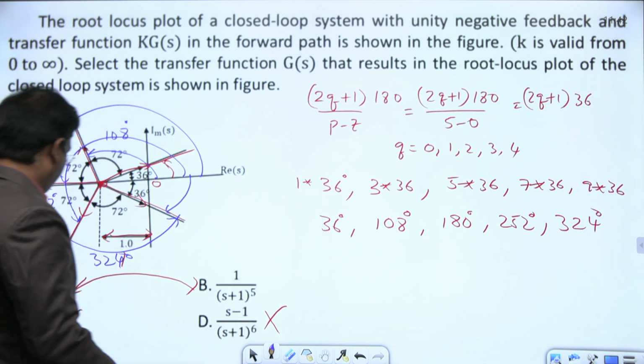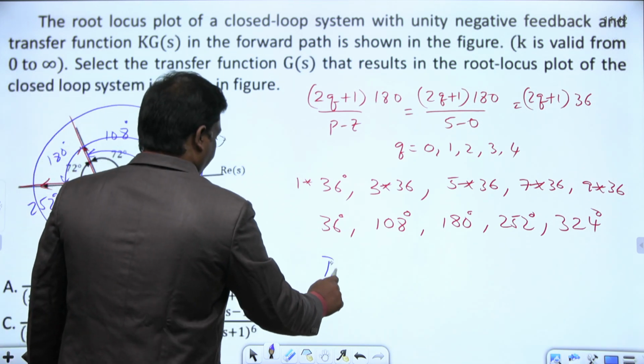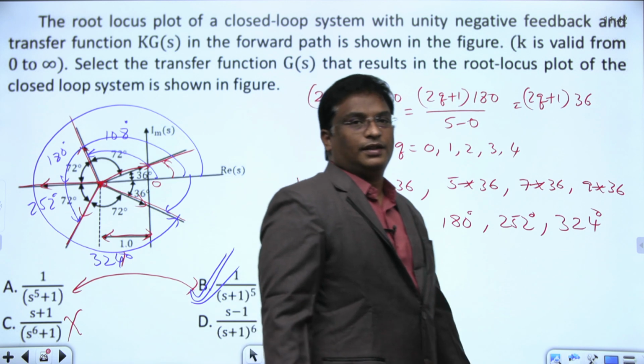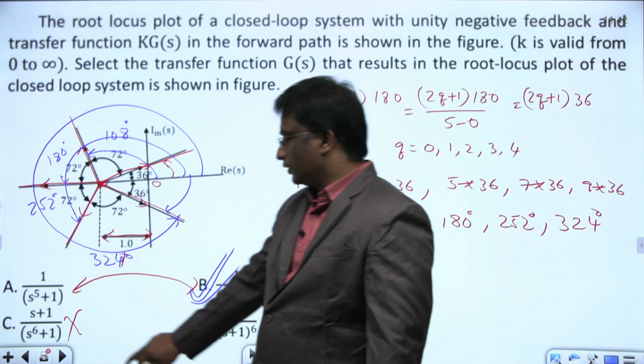Okay, the right answer is option B. A simple question here. By seeing that one directly we can say that 1 by s plus, okay, right, control systems.